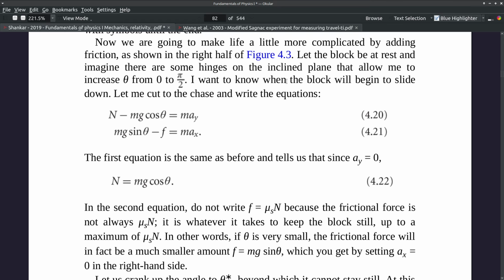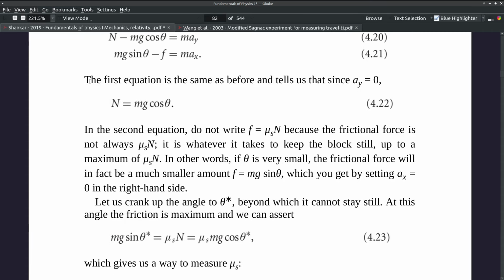I want to know when the block will begin to slide down. Let me cut to the chase and write the equations. N minus mg cosine theta equals m times the acceleration in the y direction. mg sine theta minus friction equals m a x. The first equation is the same as before and tells us that since a in the y direction equals 0, N equals mg cosine theta.